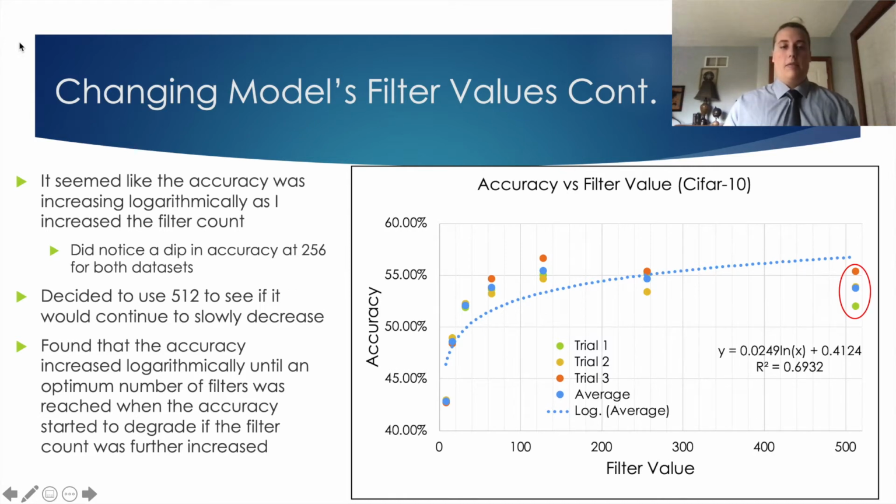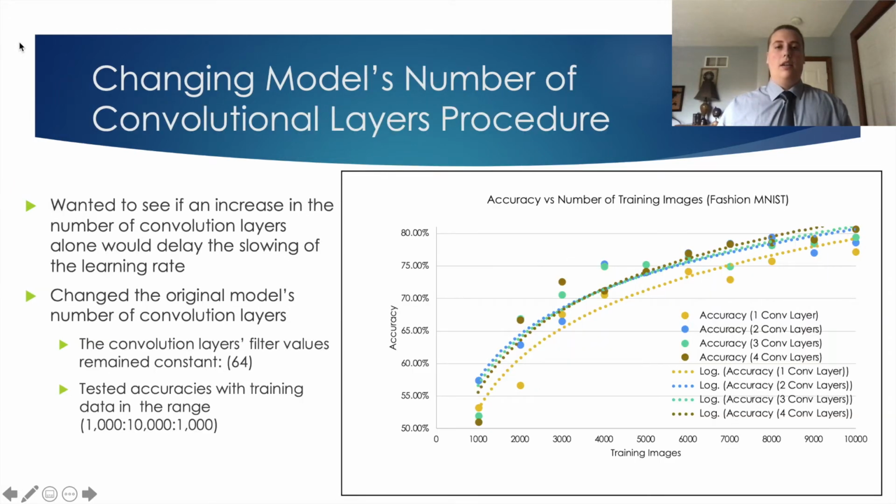So I decided to go a little bit further. I went to 512 to see if that would continue to decrease after that. And I found that it increased logarithmically until an optimal number of filters was reached, and then after that the accuracy started to degrade if you further increase the number of filters.